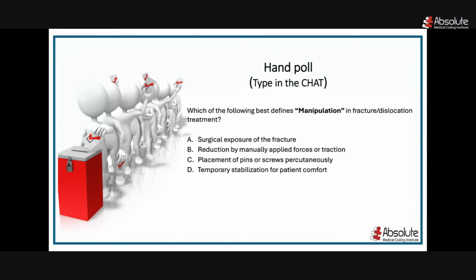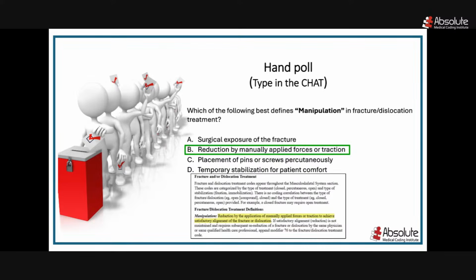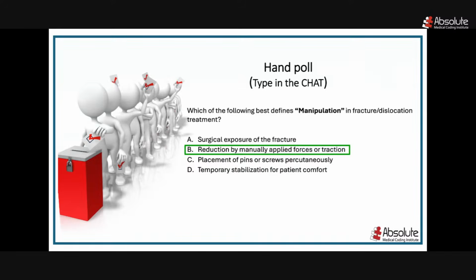What say you, coders? As always, I say this is a rapid fire round, and as I expected, answers are coming in so fast. Yes, option B is the correct answer. You all are amazing. Manipulation means a reduction by application of manually applied forces or traction to achieve satisfactory alignment of fracture or dislocation. Awesome. Great. Let's look into the next one.